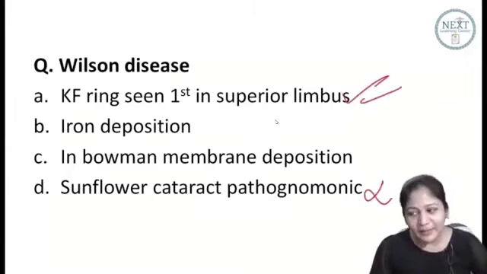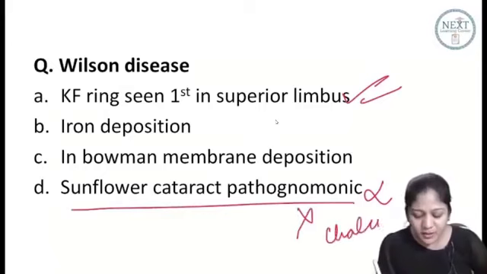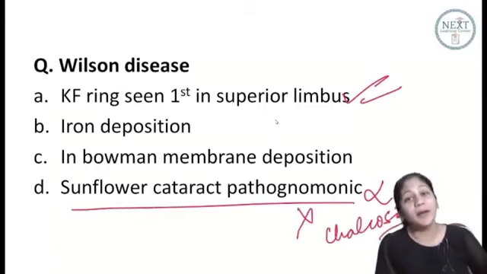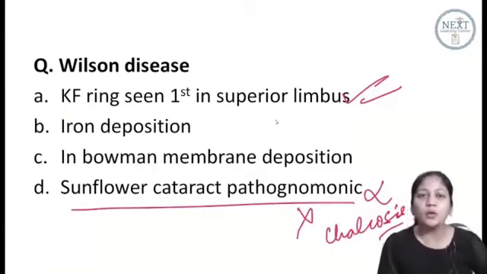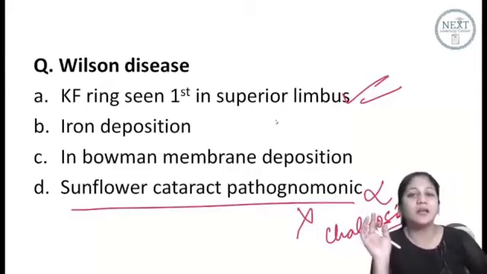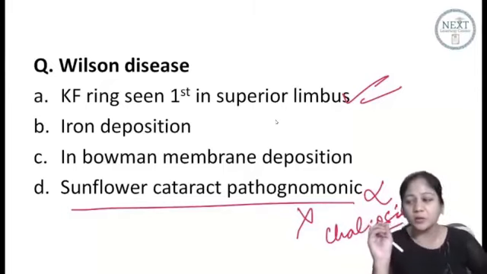See, what did I tell you? This is a sunflower cataract but it is not pathognomonic, because it can also be seen in chalcosis. So how can that be pathognomonic? And in Wilson's disease, it's not that you always get a sunflower cataract. It's not always that you get a KF ring, so these things are not pathognomonic.